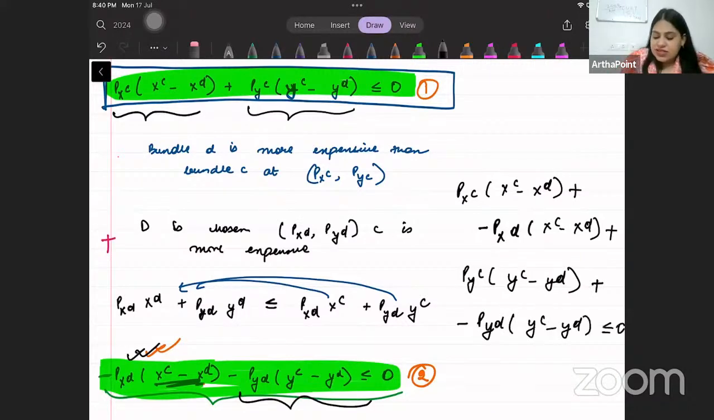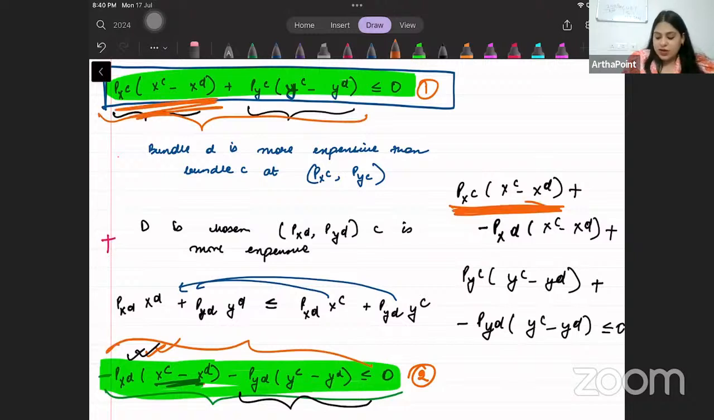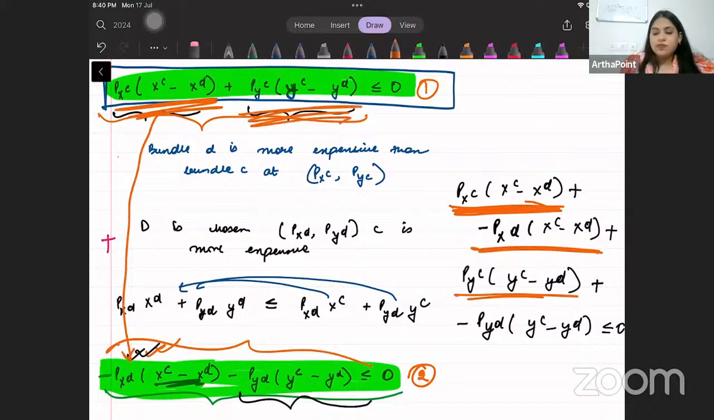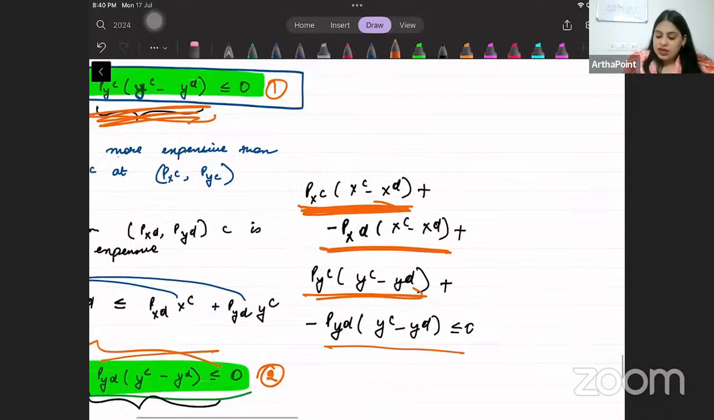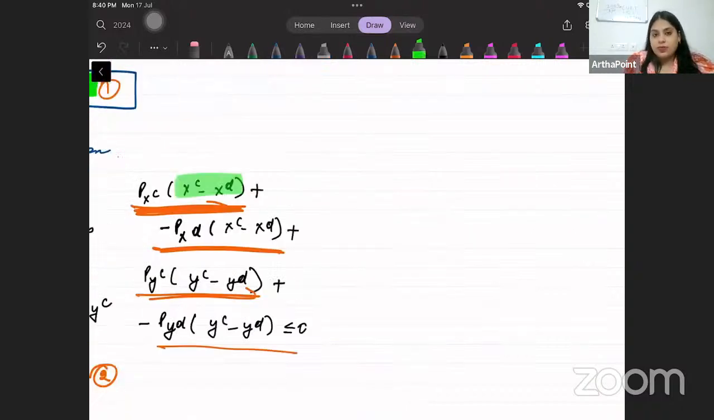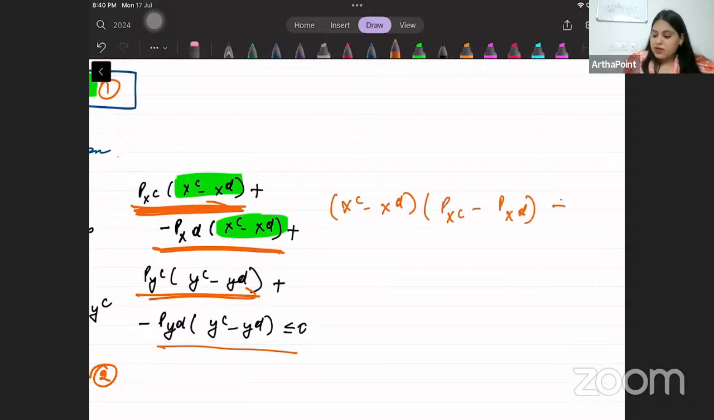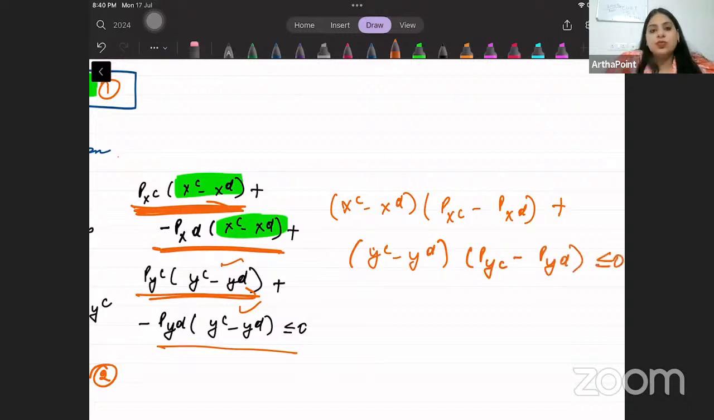So I have added this to this. Right. So this is my first part. Then I am adding this part to it, then this part, and I'm adding this part to it. Now, if you notice, here I can take XC minus XD common. That is what I've done here. XC minus XD, and you will get PXC minus PXD. Plus, you can take common YC minus YD, and you will get PYC minus PYD less than or equal to 0. Right? So this is how we have got this equation.